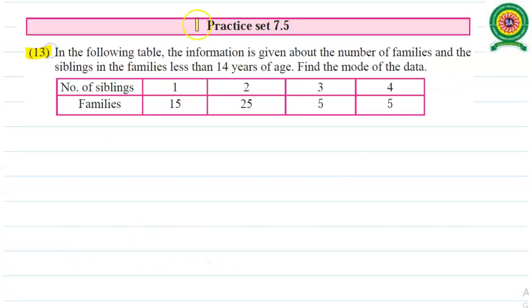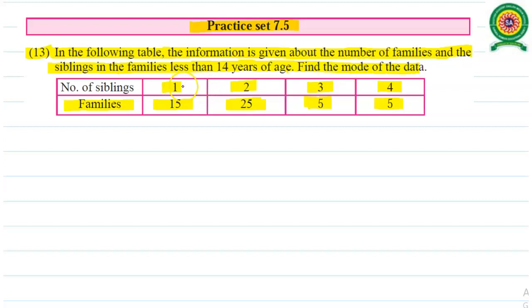Look at question number 13 from practice set 7.5. In the following table, the information is given about the number of families. We have in the second row the number of families 15, 25, 5 and 5, and the number of siblings in the families less than 14 years of age. One sibling exactly, number of families 15. Two siblings exactly whose age is less than 14 years, we have 25 such families. 3 siblings whose age is less than 14 years, we have exactly 5 families, and 4 siblings, number of families 5. So now we have to find the mode of the data.